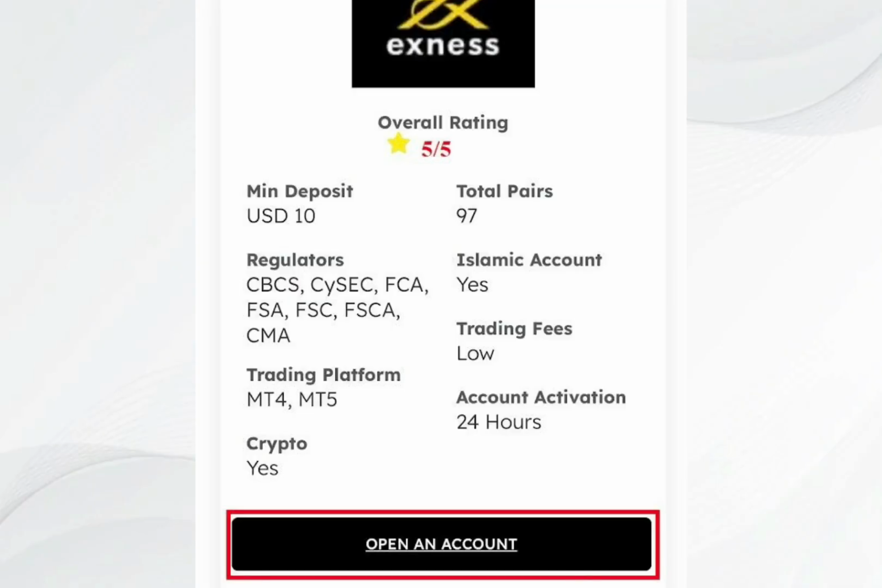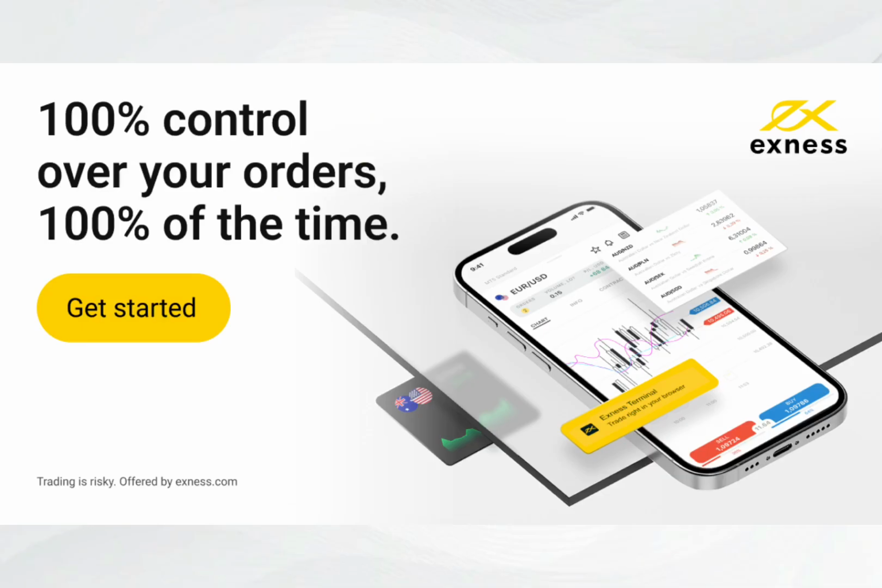The next one I'll give you is the trading platform. The broker should always offer a reliable and user-friendly trading platform with essential features like charting tools, technical analysis, and real-time price feeds, like real-time price quotes.